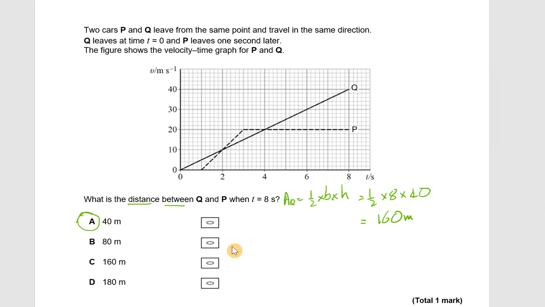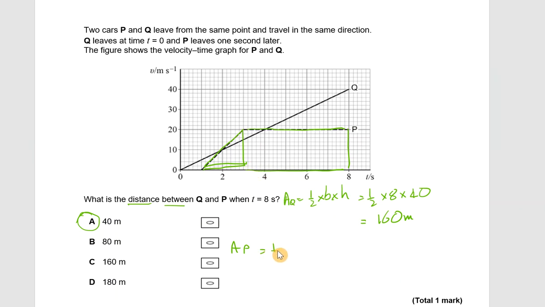Let's find the area for P. The area for P is slightly more complicated because first of all we've got a triangle section here, and then we've got a rectangle there. So let's find the area of the triangle and the rectangle.